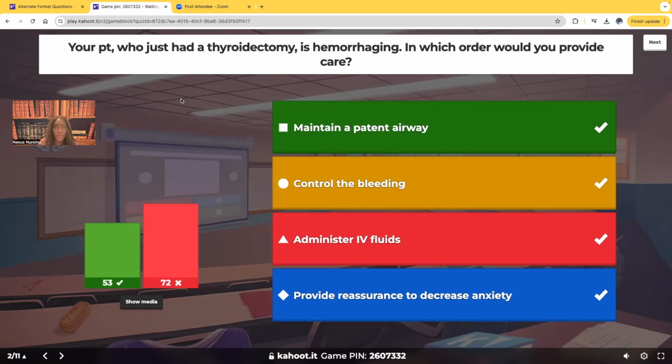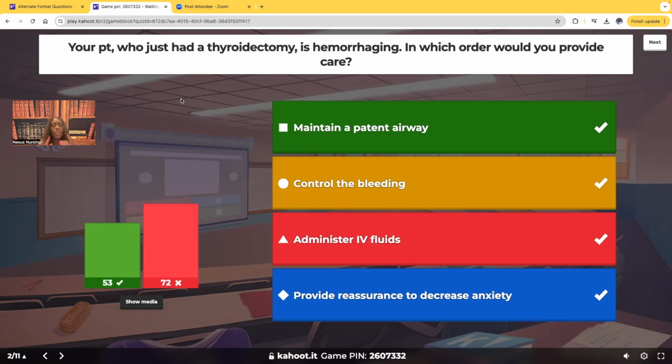Maintaining that patient's airway. Why? Nothing else matters if your patient isn't breathing, right? It doesn't matter if you control their bleeding. It doesn't matter if you give them IV fluids. It doesn't matter if you decrease their anxiety if they're dead, right? So the first thing you always want to do is make sure your patient's alive. Make sure there's oxygen going into their body, there's perfusion happening. So you're going to maintain the patent airway.